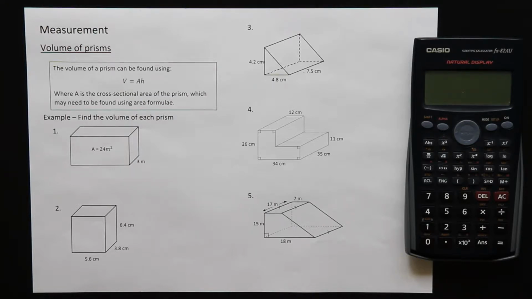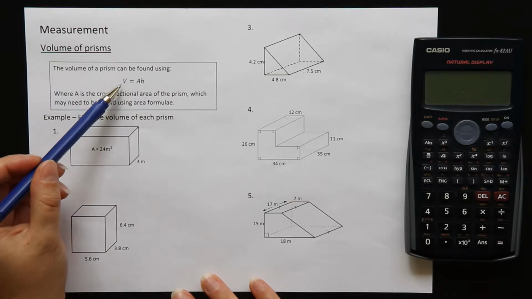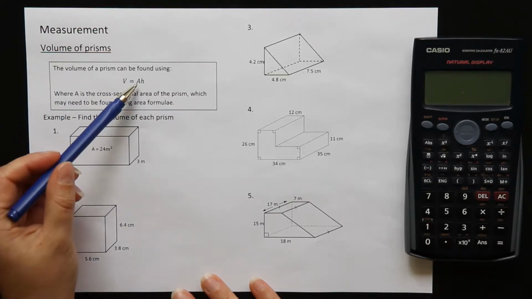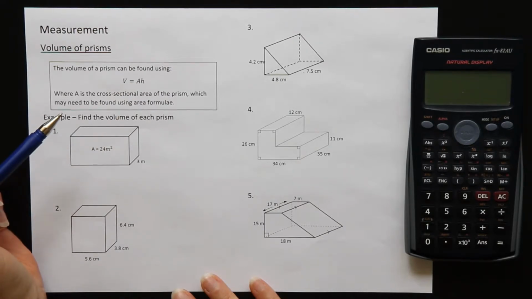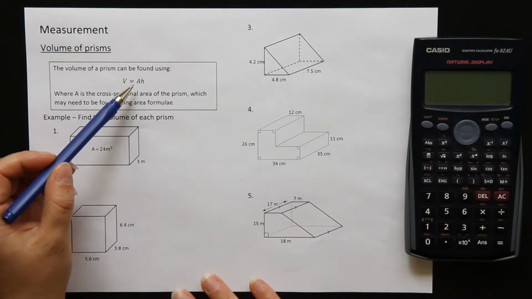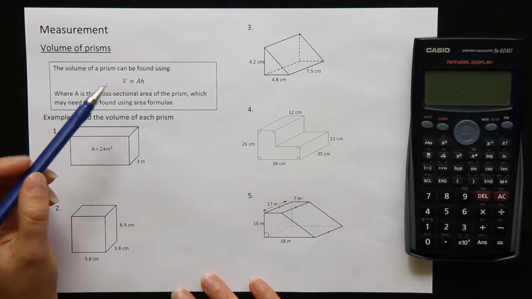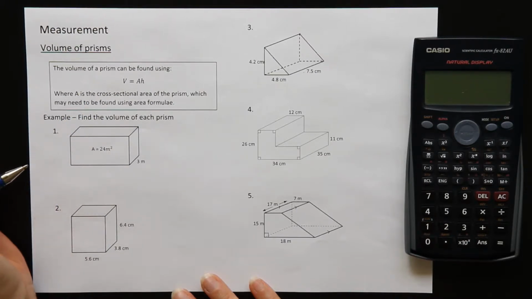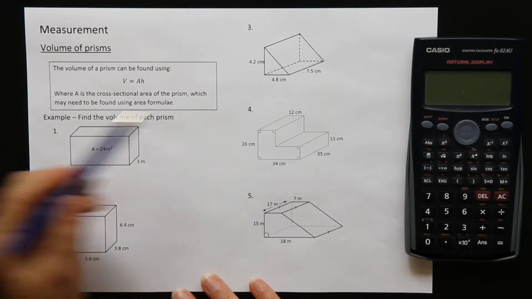Today we are doing measurement and we're going to look at how to find the volume of prisms. Now, the volume of a prism can be found using this formula here. V is equal to AH, where A is the cross-sectional area of the prism and H is the height. Now we may need to find the cross-sectional area using the formulas that we've been learning about in our area lessons. So all these shapes here are all examples of prisms.